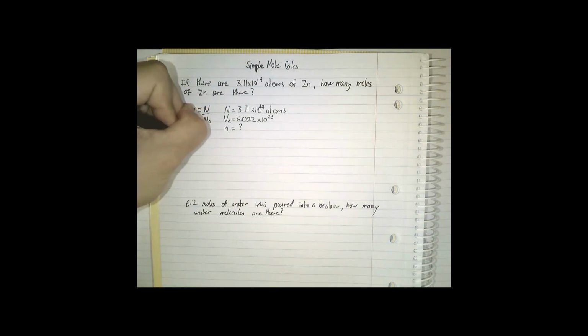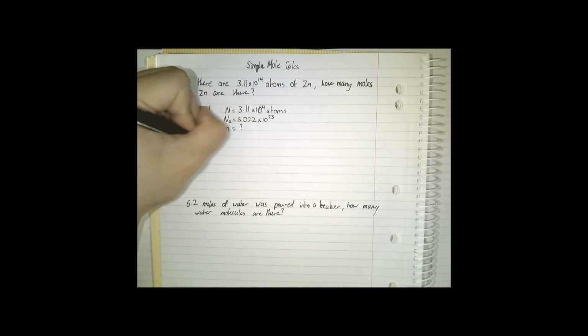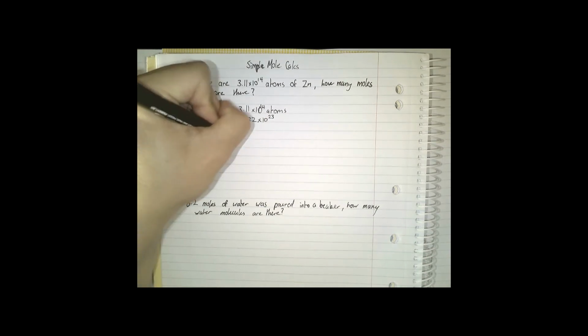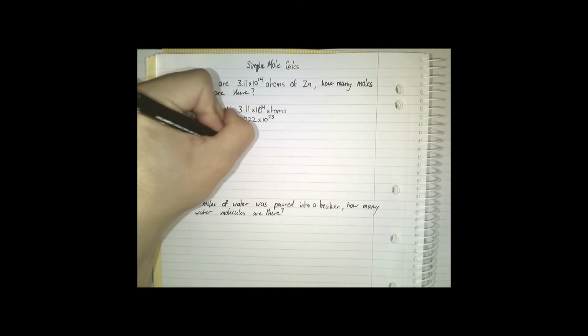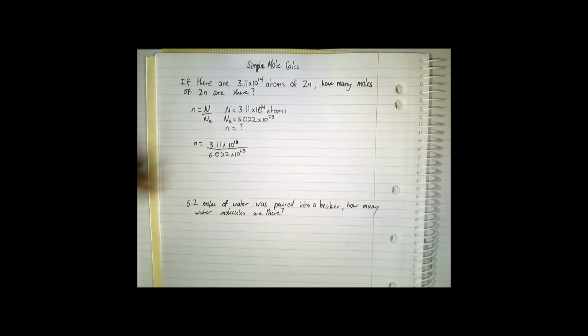So we know that the number of moles is equal to 3.11 times 10 to the 14, all over 6.022 times 10 to the 23. And all we have to do is put that into our calculator and get our number.